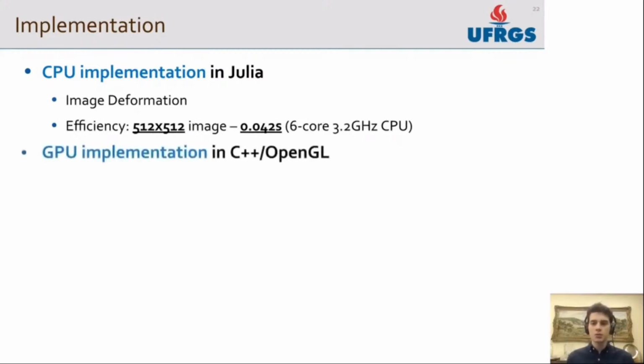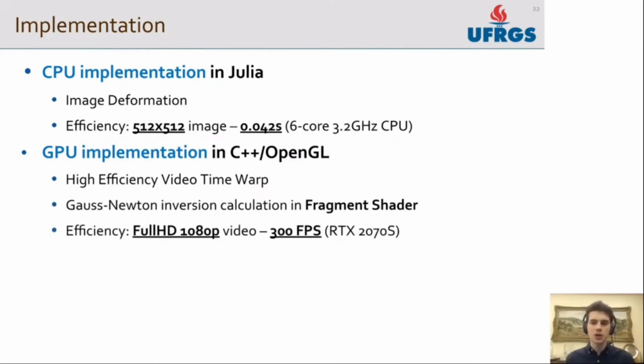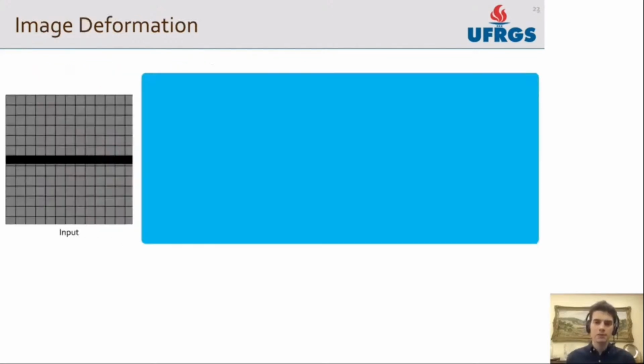We also implemented our technique on GPU using OpenGL, which we use for high efficiency video time warping. The Gauss-Newton inversion was implemented on the fragment shader, and we achieved an efficiency of 300 frames per second on a Full HD 1080p video.